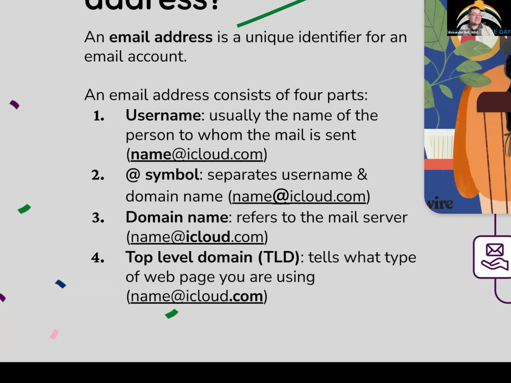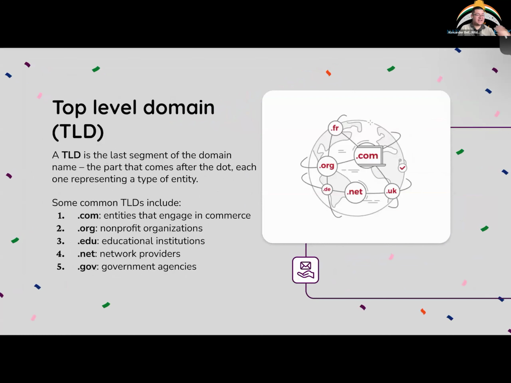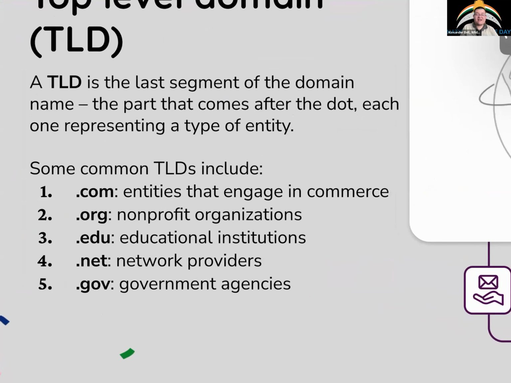And last but not least is the top level domain, or TLD, which tells you what type of web page you are using. So we'll talk about that now. Again, it's the last segment of the domain name, that part that comes after the dot, each one representing a type of entity. So you have .com, entities that engage in commerce like Amazon.com, Google.com, Yahoo.com, Giant.com, Safeway.com, etc. So it's a very common TLD.